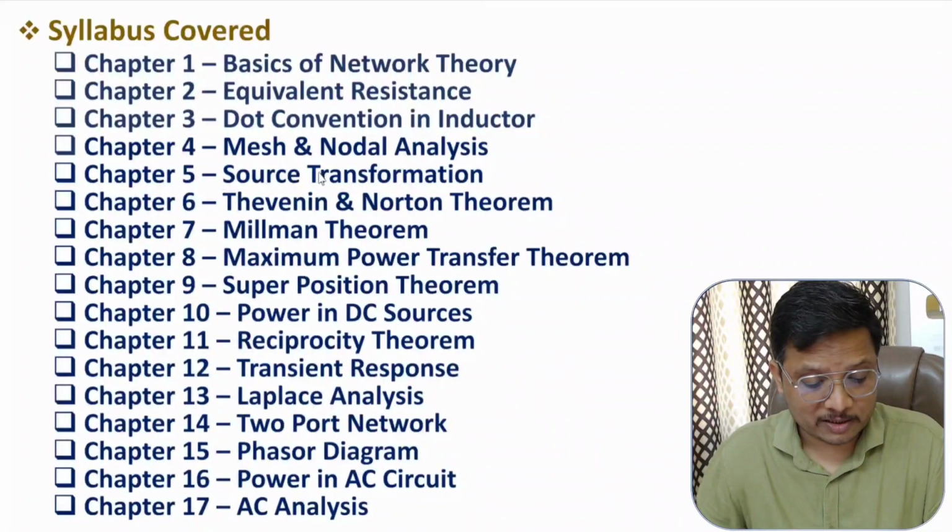Fifth chapter is based on source transformation. Sixth chapter is based on Thevenin's and Norton's theorem. Seventh chapter is based on Millman theorem. Eighth chapter is based on maximum power transfer theorem. Ninth chapter is based on superposition theorem. 10th chapter is based on power in DC sources. 11th chapter is based on reciprocity theorem.